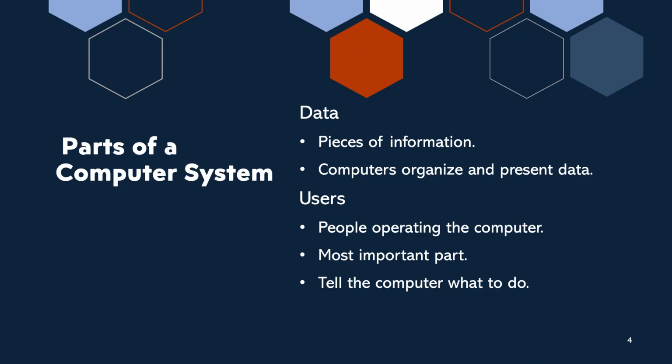Users. Users are the people operating the computer. The most important part, because when a user gives our computer a wrong instruction, then the output will be wrong. So the most important part of any computer system is the user. The user can operate it wisely and do some useful and productive work. The user gives input and instructions to the computer to do things. If the input is wrong, then everything goes wrong.